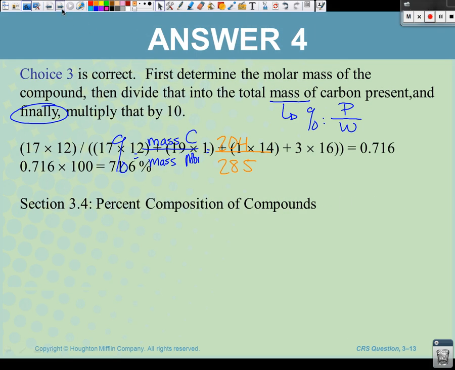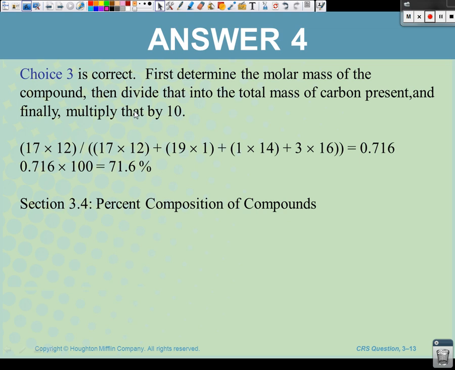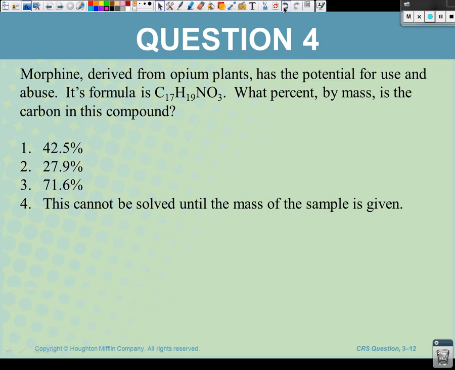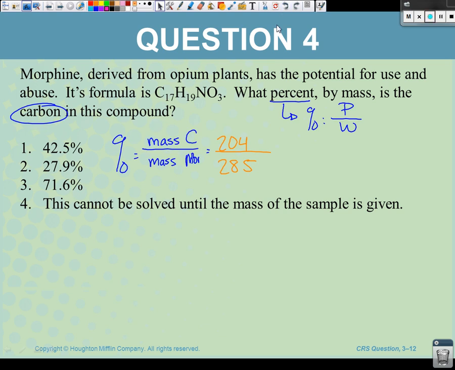And let's look how they did it. First, determine the molar mass of the compound, then divide the total mass. So they actually did the whole thing. No, this is just formula mass. Molecules. Remember, part over whole is only percent. No, that's talking about grams. Please stop. That's talking about grams, moles, or atoms. Percent is talking about a percent. It's different. Okay.